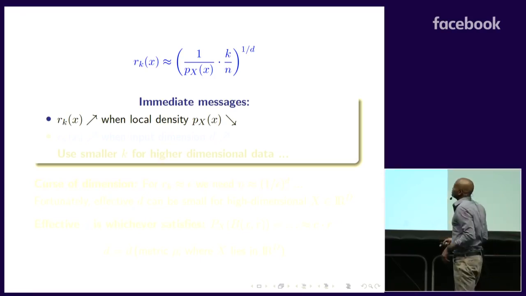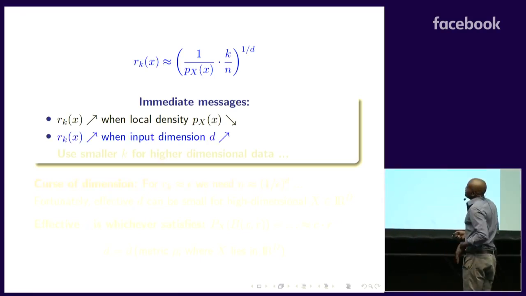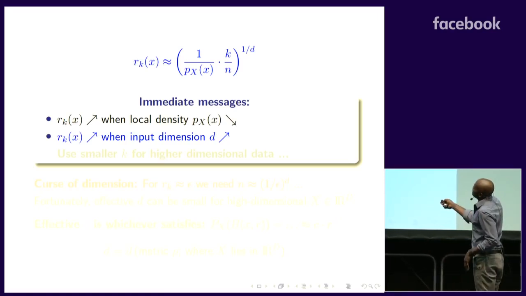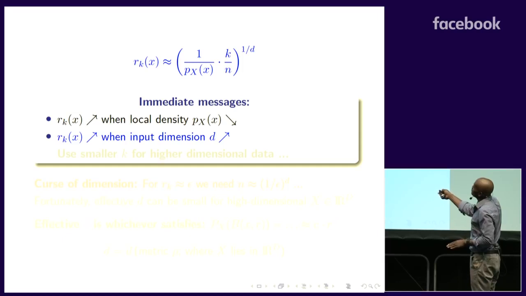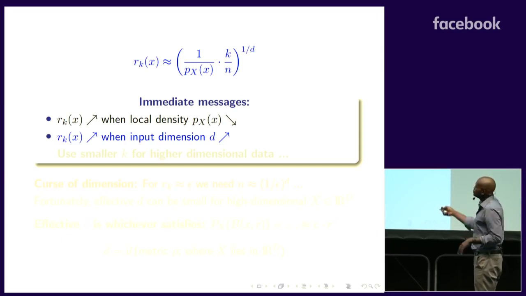So that's very intuitive. A less intuitive message is the following. Suppose that this quantity is less than 1. So this quantity will eventually be less than 1 if the sample size is large enough. Suppose this quantity is less than 1, then you can see that as the dimension of the space increases, RK of X has to grow, has to go up.